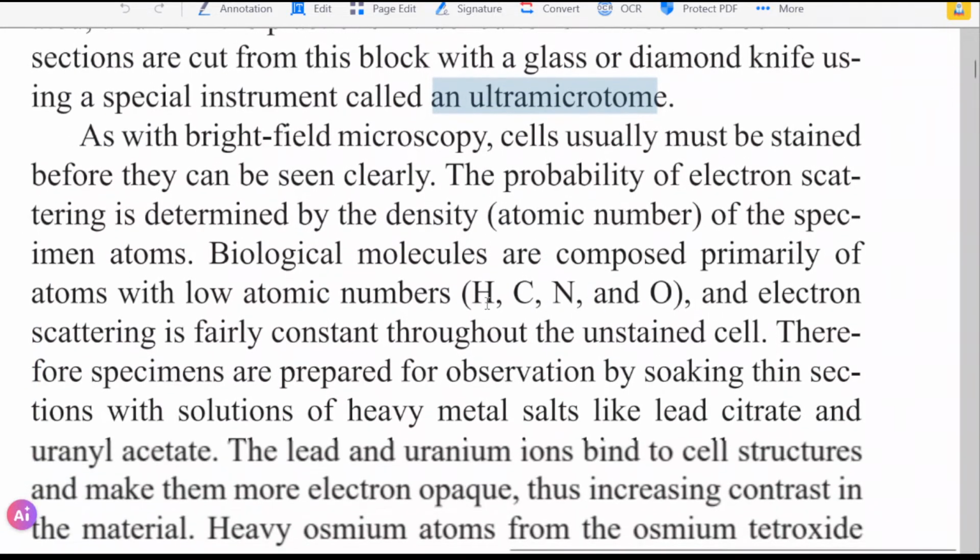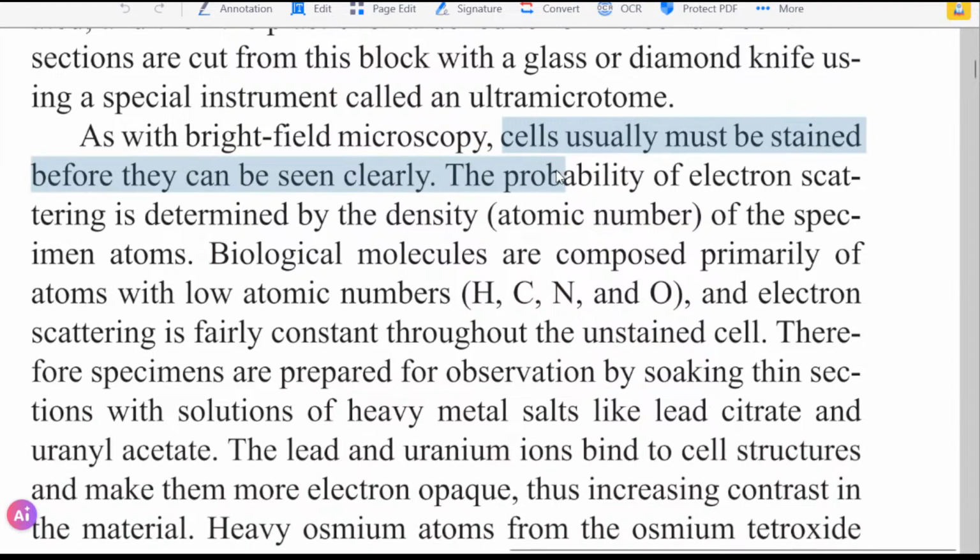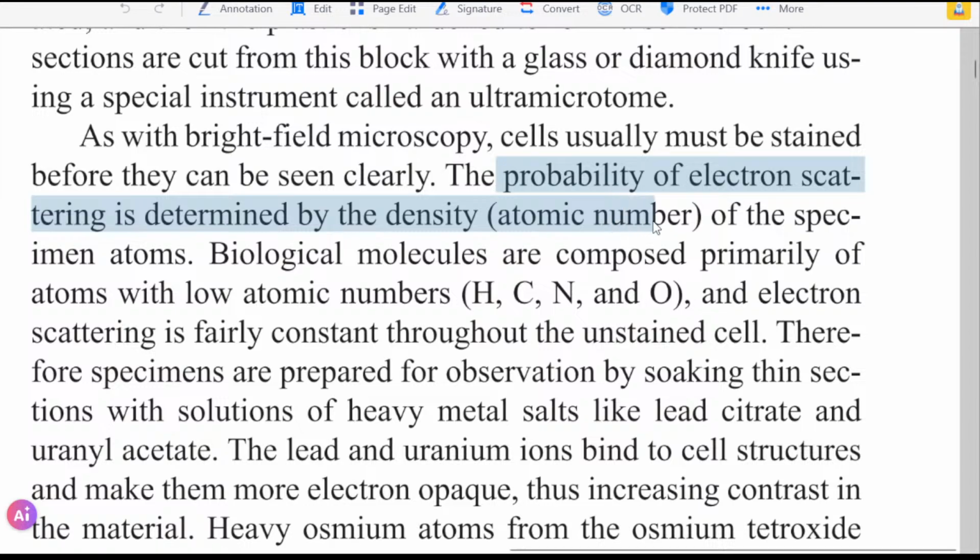As with bright field microscopy, cells usually must be stained before they can be seen clearly. The probability of electron scattering is determined by the density and atomic number of the specimen atoms. So the scattering of electrons is determined by density, meaning the specimen's atoms. Because electrons are so small, they go even further than the larger apparent organelles like the nucleus. They go towards the electron and proton level.